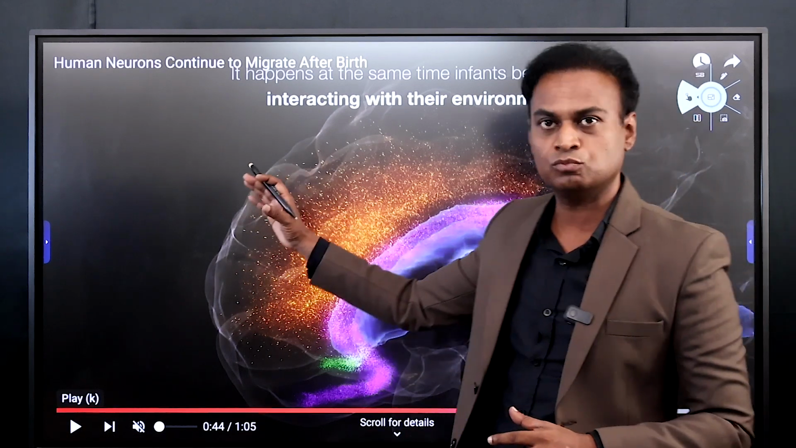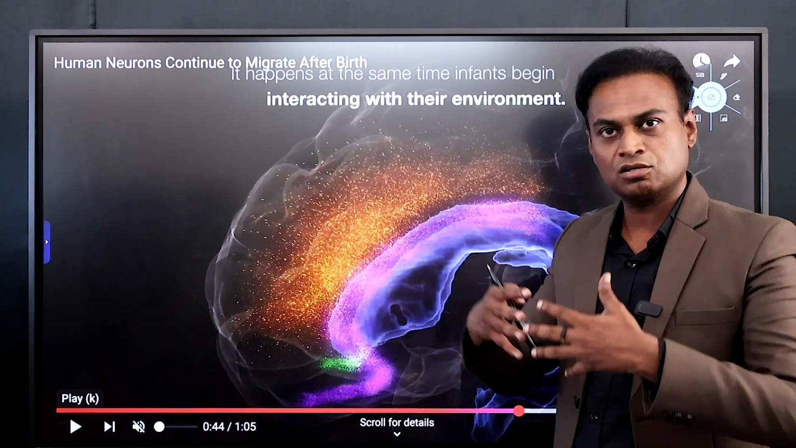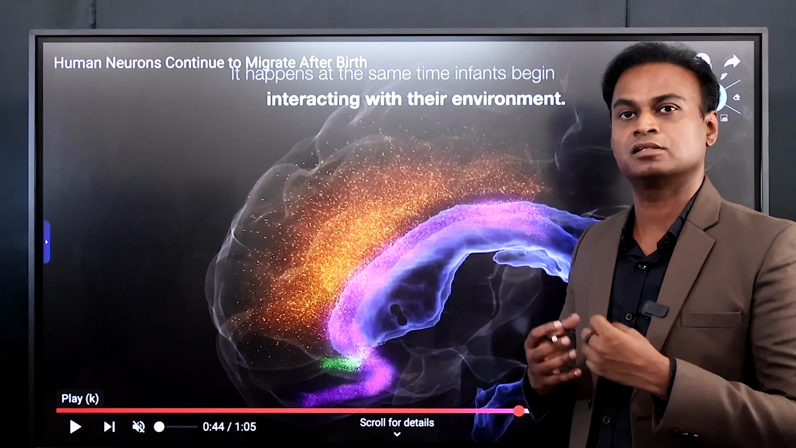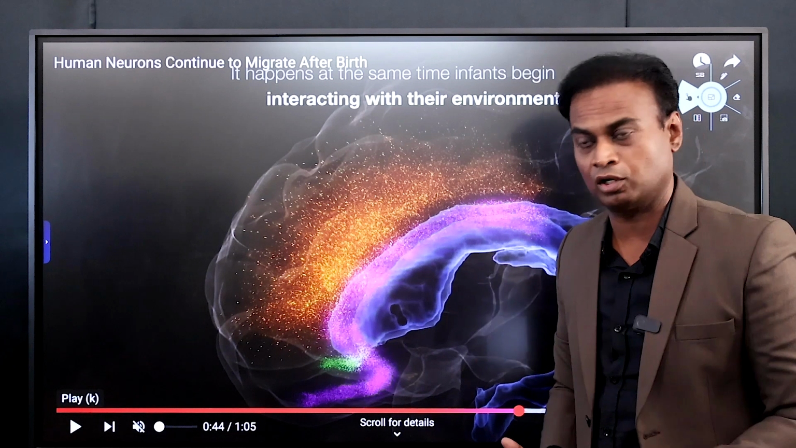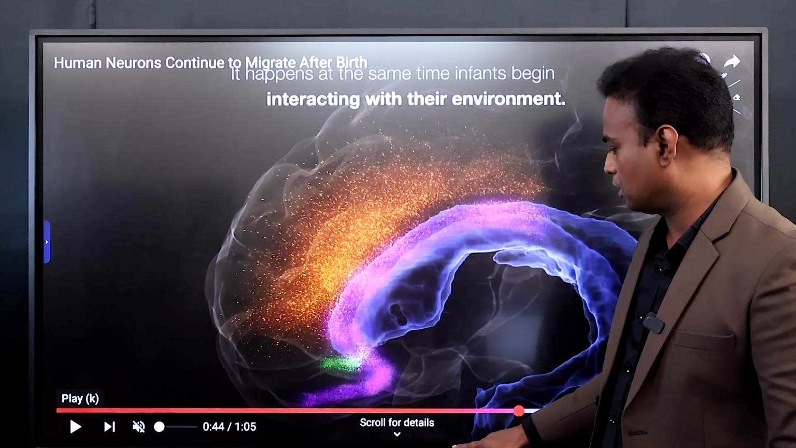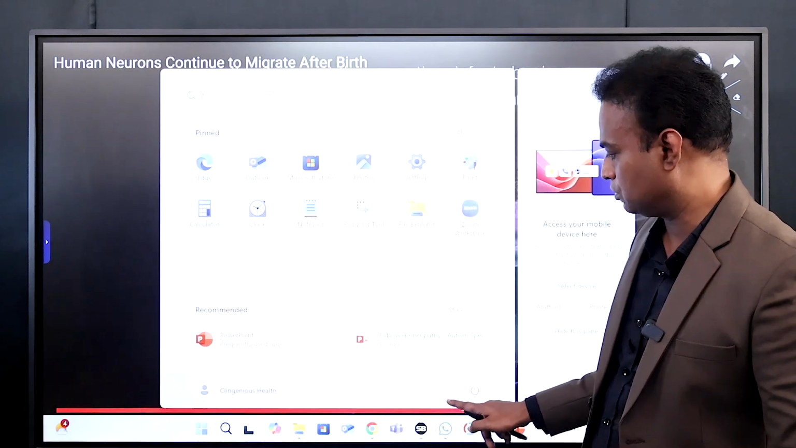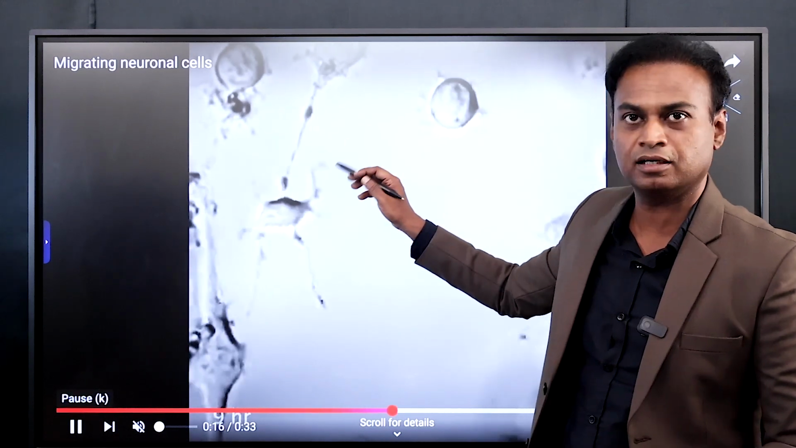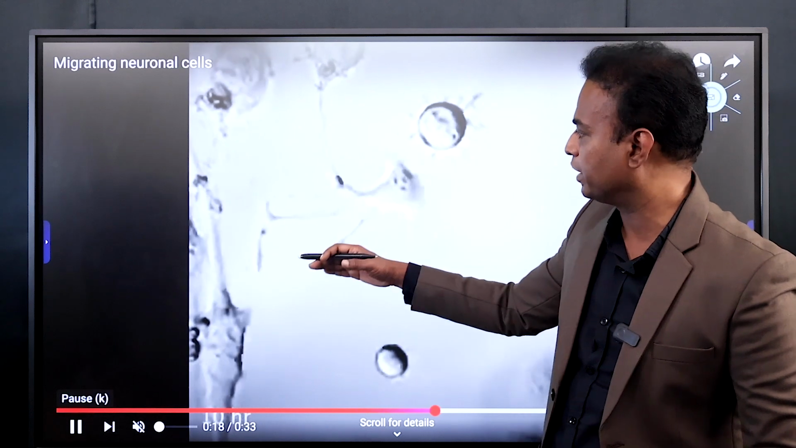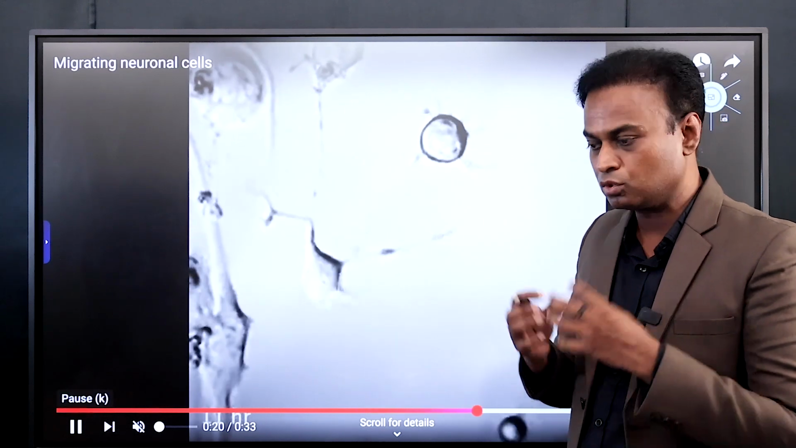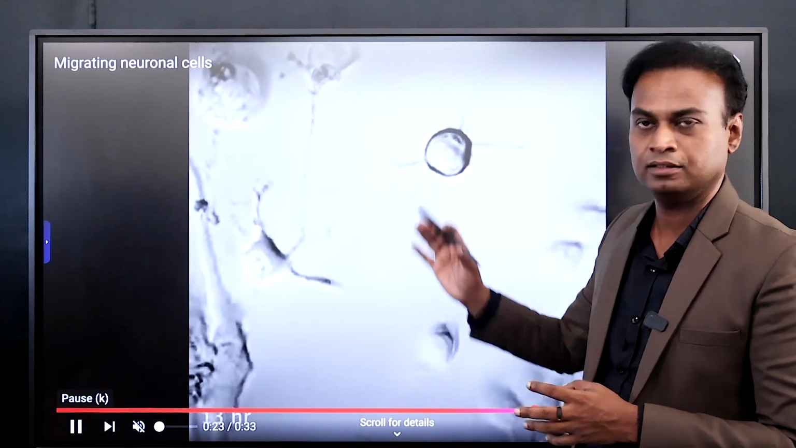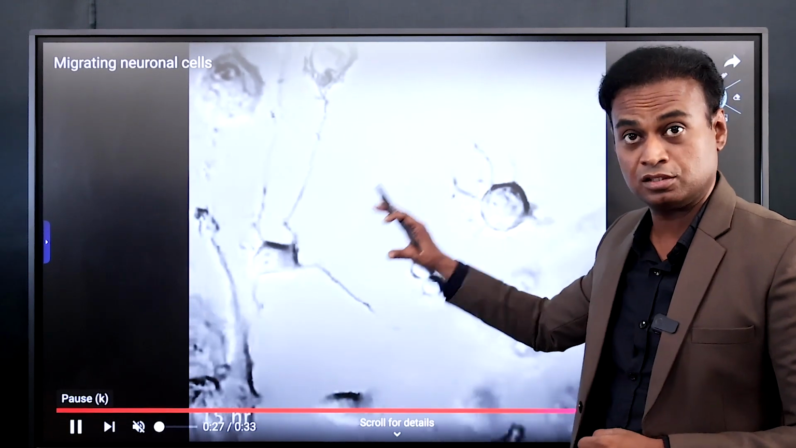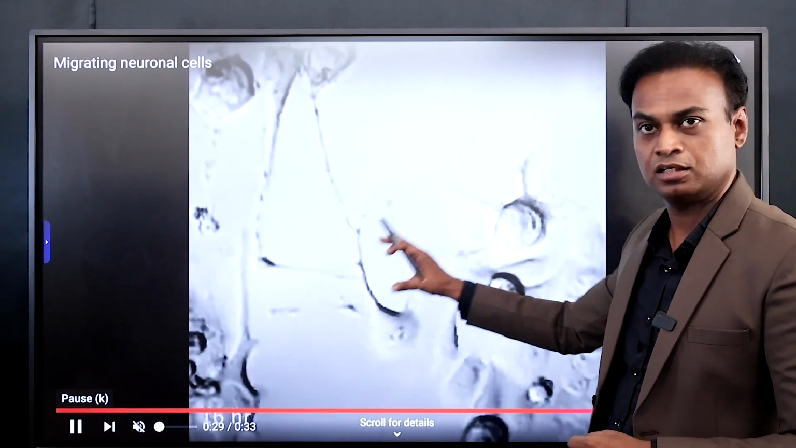Once the neurons move to their proper place and establish their connections, then you can say that the brain is perfect, healthy, and well developed. Now we will see other videos, original videos. This is a microscopic view of neurons. See, these neurons are migrating, they are not at one place. They are born around the ventricles and they are migrating tangentially and also radially. This is the movement of the neurons. This is an original video under the microscope.